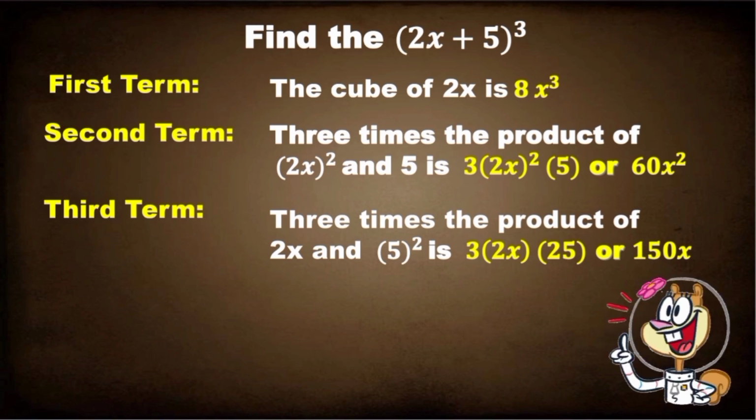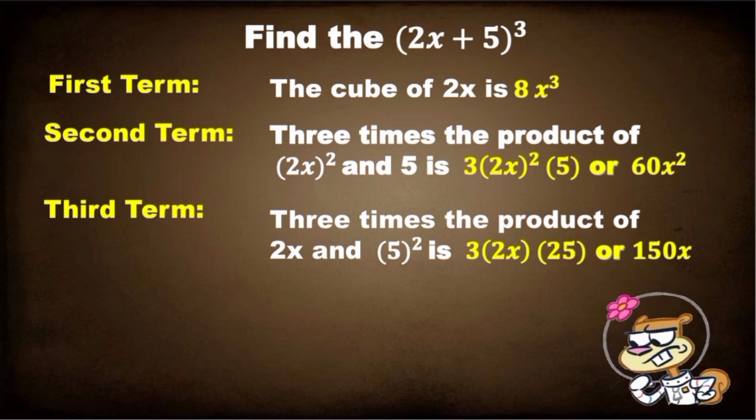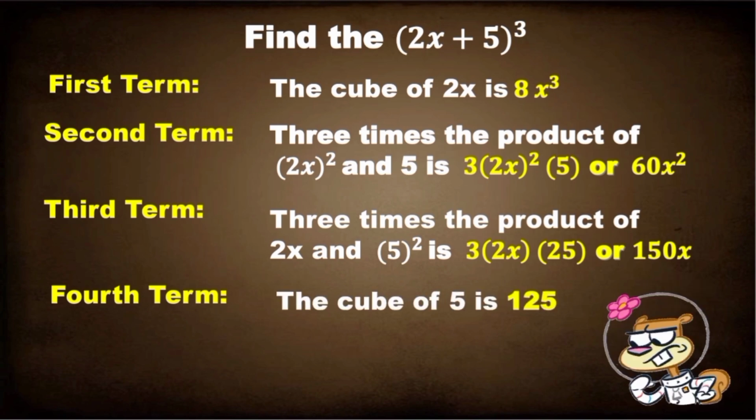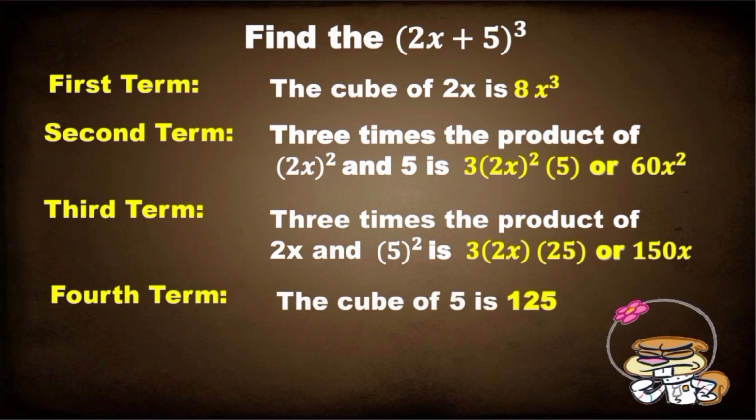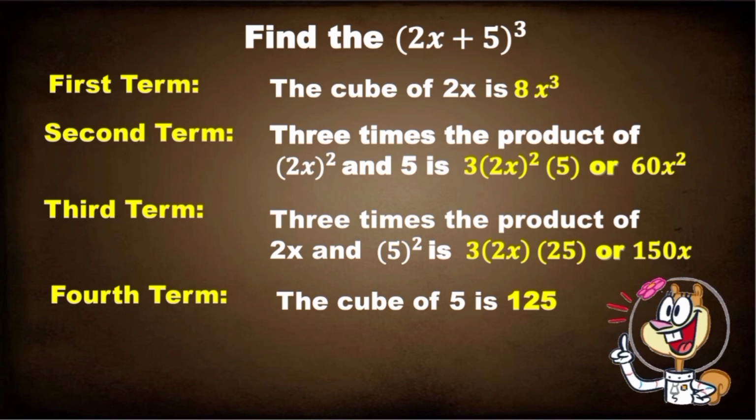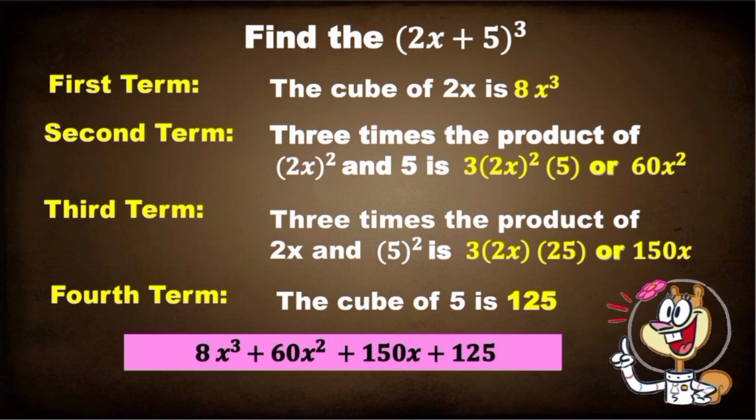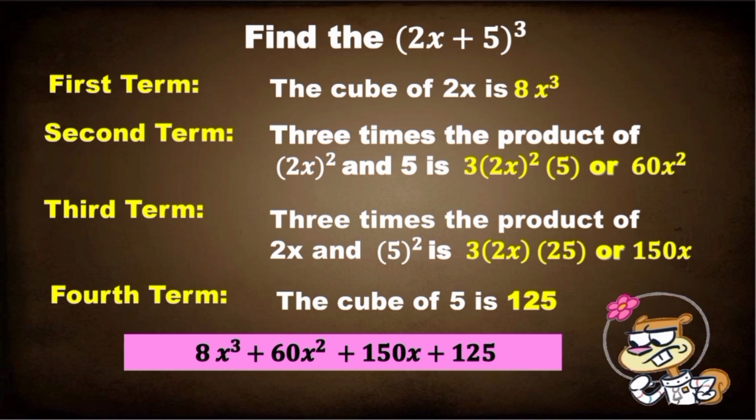For our third term, we have 3 times the product of 2x and 5 squared is also equal to 3 times 2x times 25 or 150x. Then for our fourth term, we have the cube of 5 is 125. To combine all the terms, our final answer is 8x cubed plus 60x squared plus 150x plus 125.